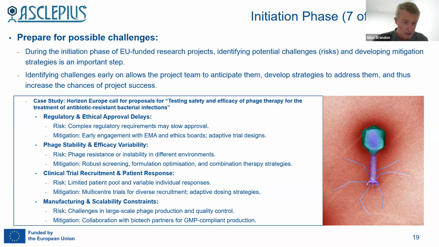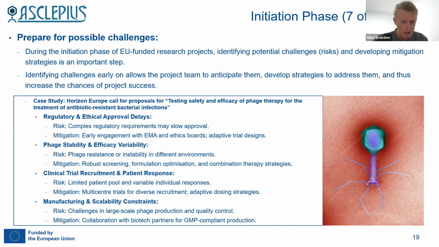There are challenges probably relating to clinical trial recruitment and patient response. So the risk is that we have a limited patient pool and variable individual responses. What could be a mitigation measure that we capture? Well, it could be, for example, having multi-center trials for diverse recruitment. Adaptive dosing strategies might be another.